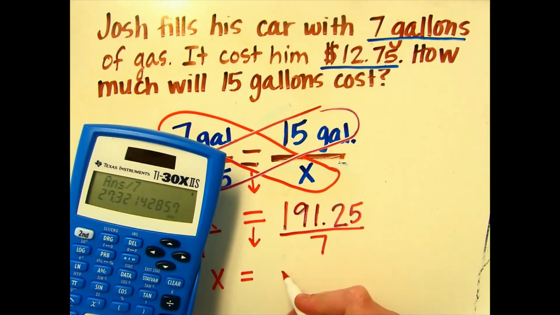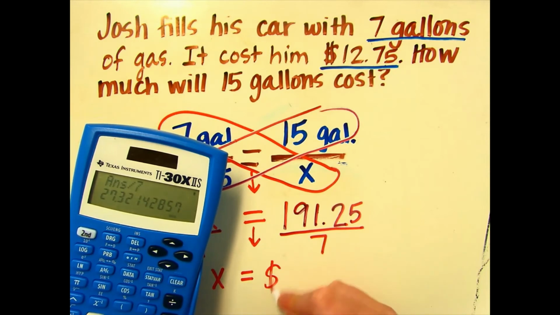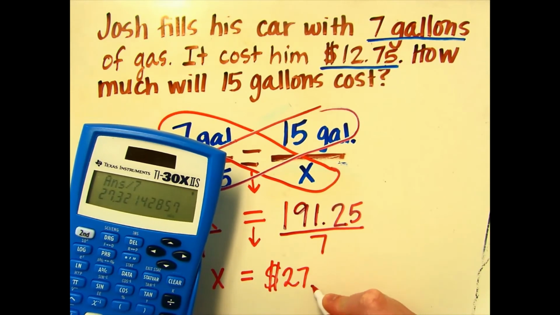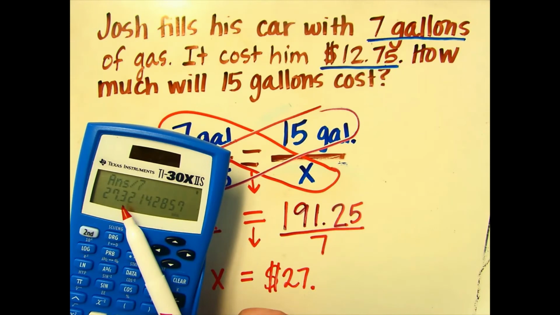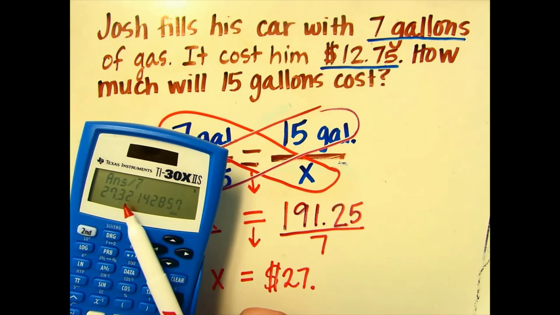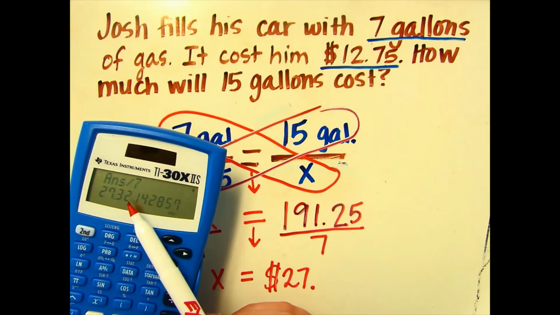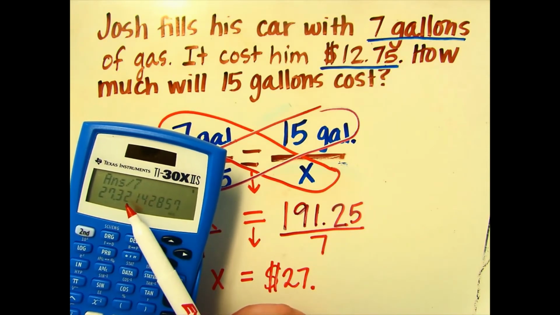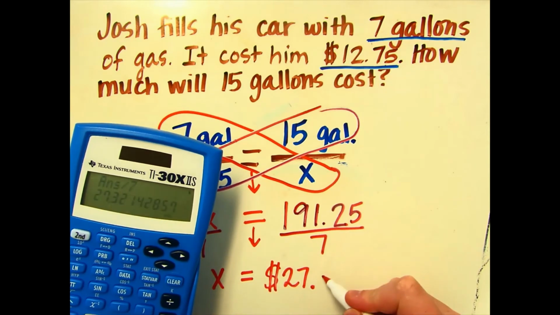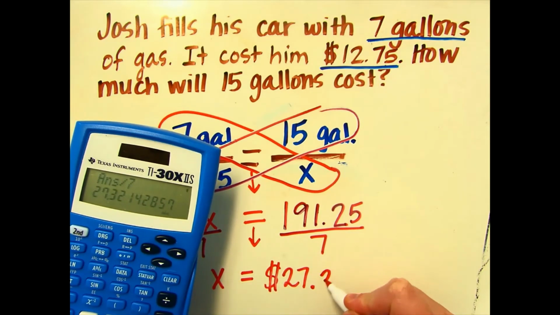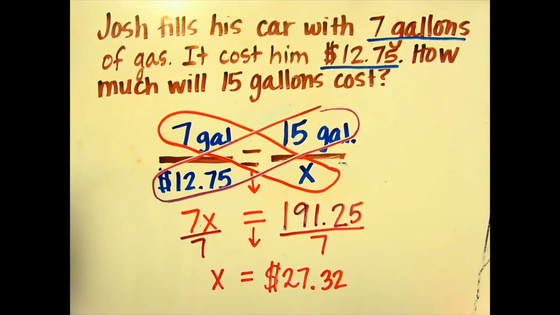So when we say the nearest cent, we've got $27. And then remember, money always has 2 places after the decimal. So I'm looking to have 32. And that 2 is not going to round up because a 1 will not round a 2 up. So it's 27.32. So 15 gallons will cost $27.32.